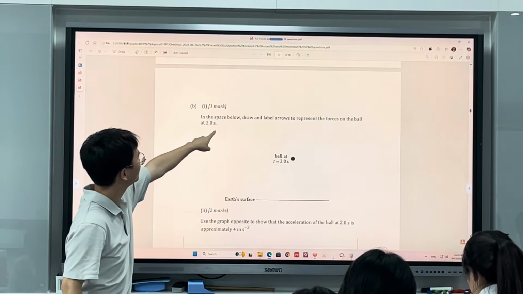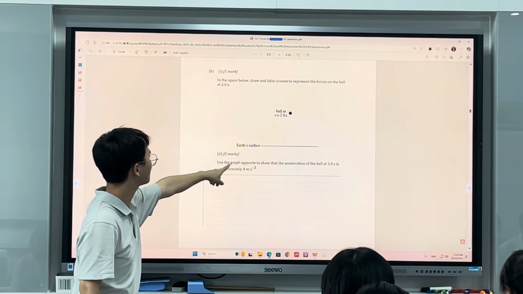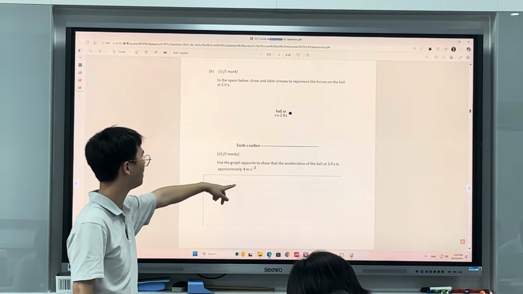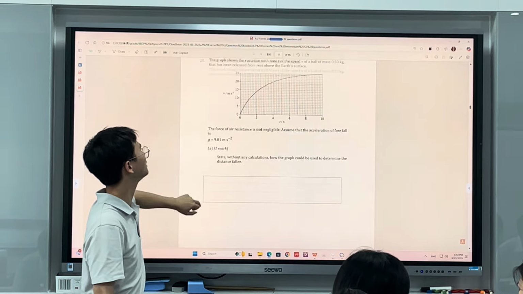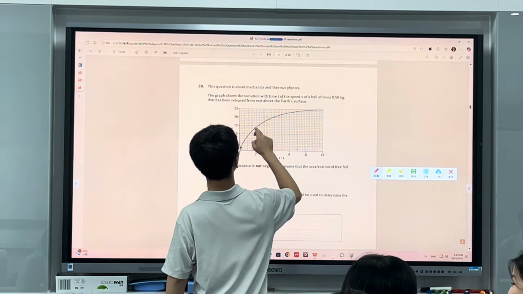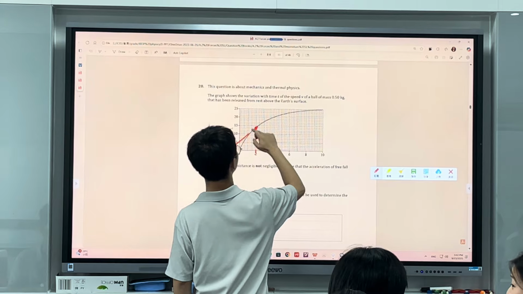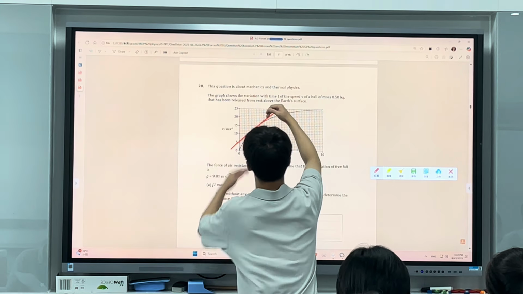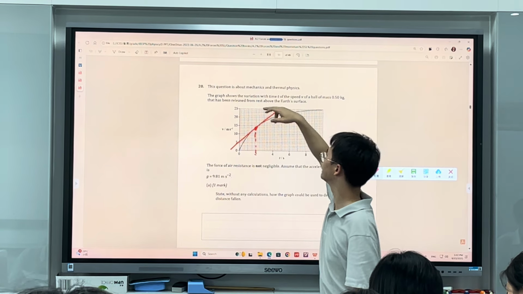B2. Use the graph opposite to show that the acceleration of the ball at 2.0 is approximately 4. So it needs to use the graph here at time equal to 2, right? The slope at this point is the acceleration. Alright, so you need to find out the slope at this point, or the tangent, the slope, the tangent at this point.